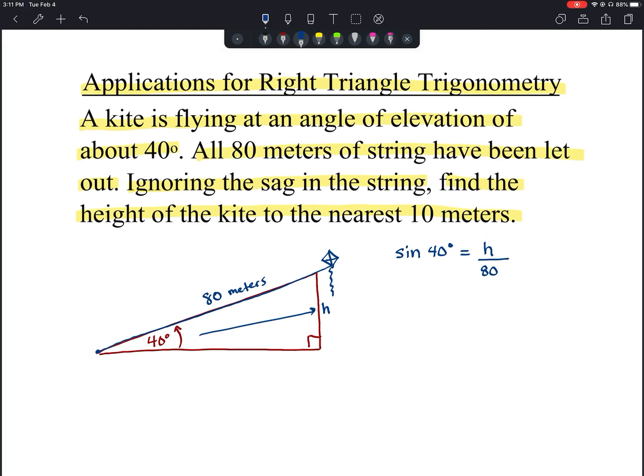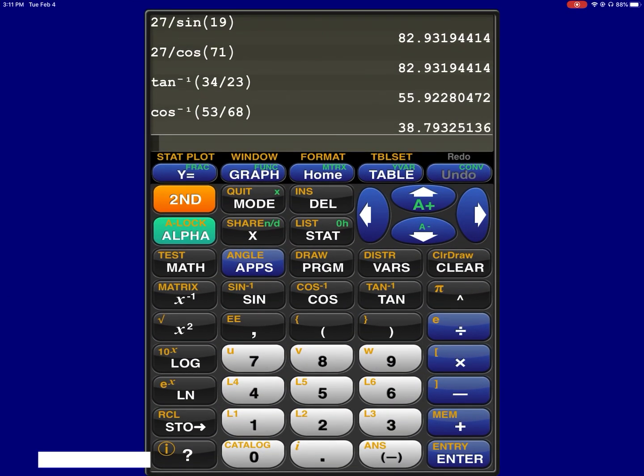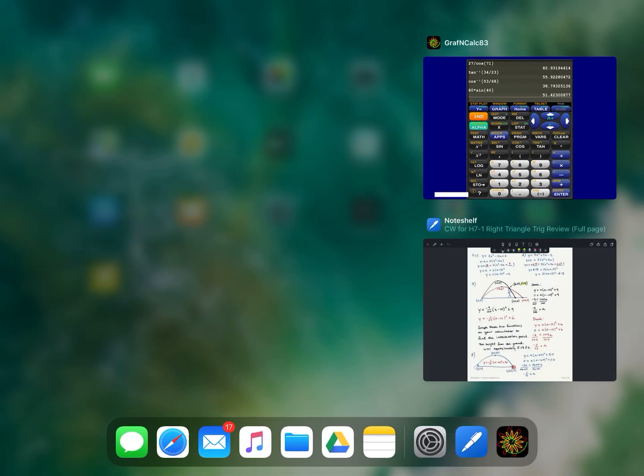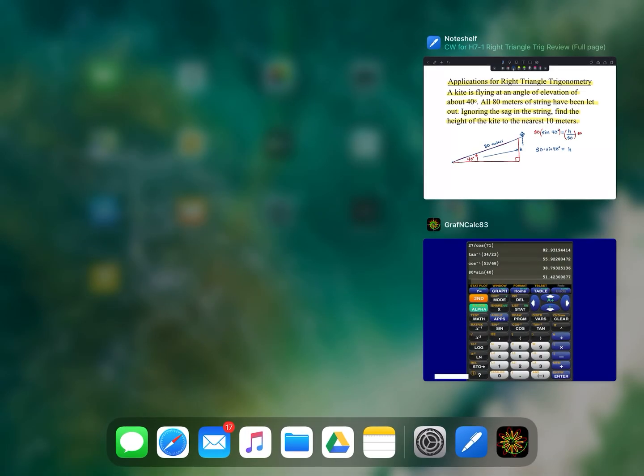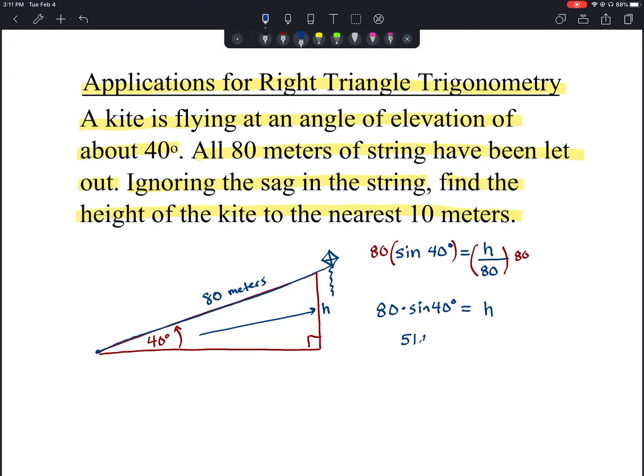And now we just need to solve it here for h. Let's go ahead and isolate it by multiplying both sides times 80. And now we've got that the height of the kite will be equal to what we get when we type in 80 times the sine of 40 degrees. Let's jump in and do that. 80 times the sine of 40 gives us about 51.42. Okay, so let's just take that and write that down. 51.42 meters.